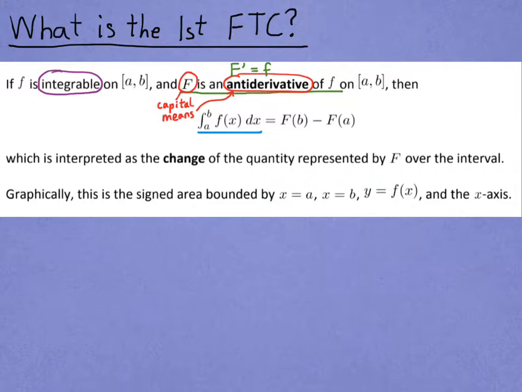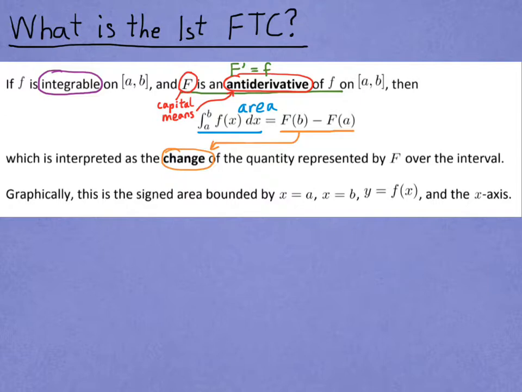But this first fundamental theorem is telling me that to evaluate that integral, I need to determine what its antiderivative is and plug in the values of a and b and subtract them. You'll see in an example what that looks like, but for the moment, again, that is an area on the left side, and on the right side, that's a change in the quantity of capital F. It's the final value, capital F of b, minus the initial value, capital F of a.